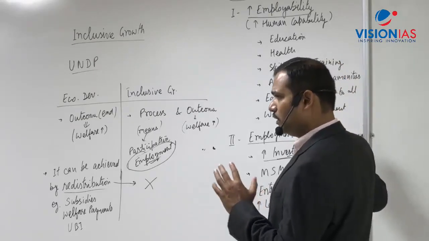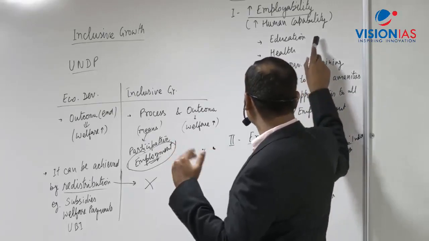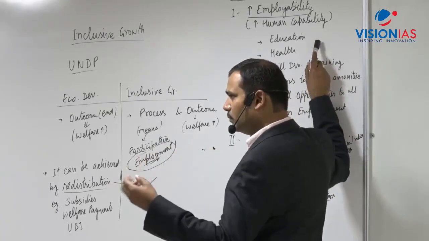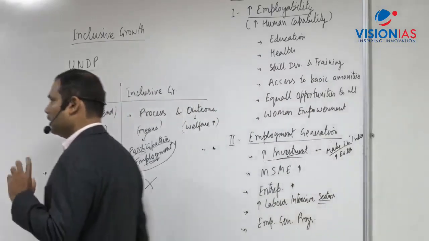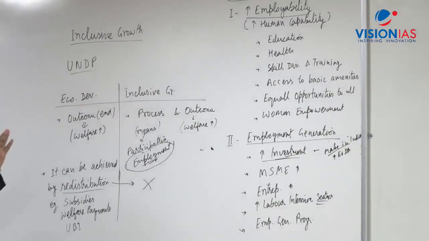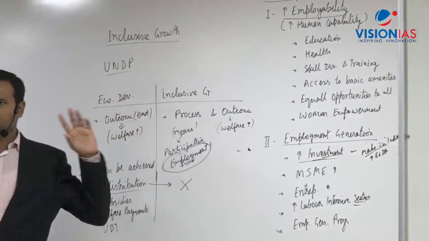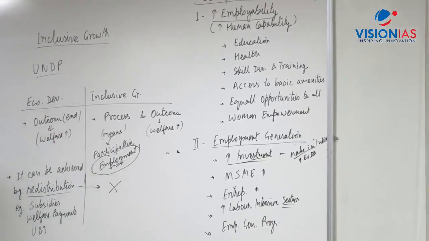First of all, we have to enhance well-being, or means enhance capabilities of people, enable them to work, and then we have to create jobs for them. So this is the core element of this. So meaning of this is clear. Difference is clear. Okay.